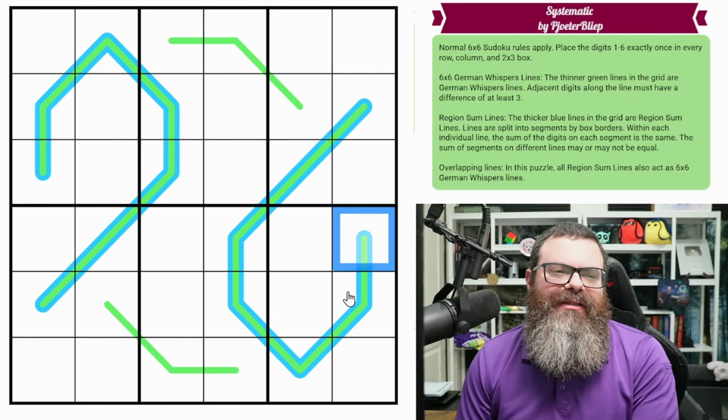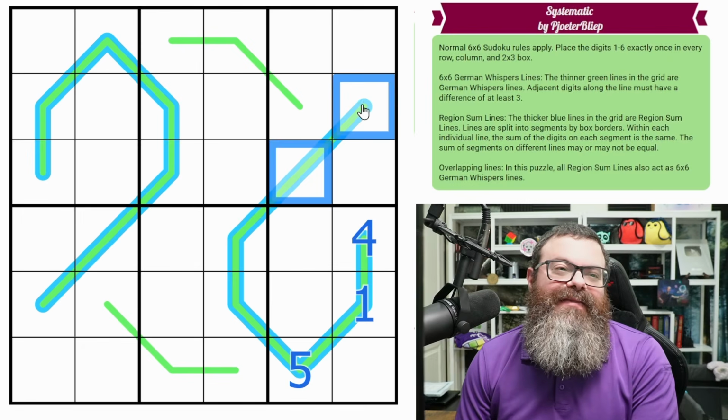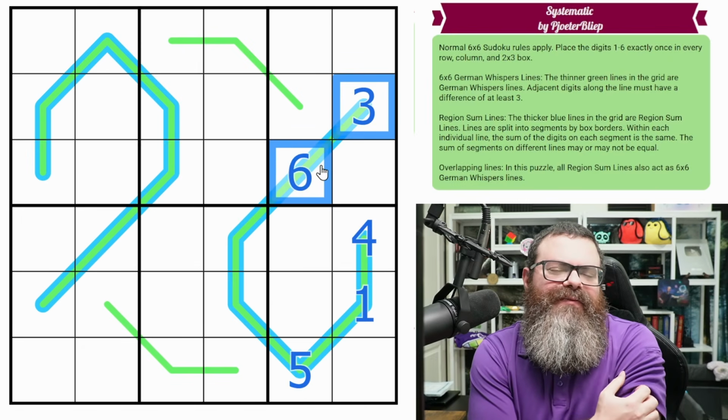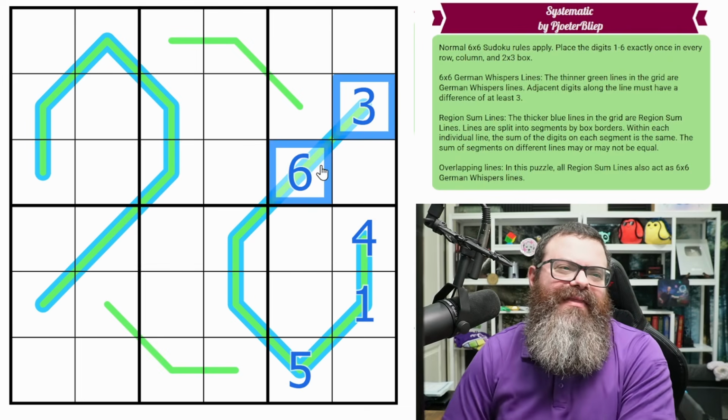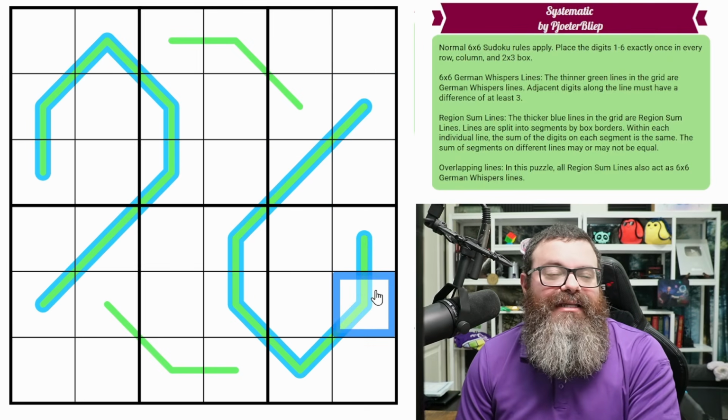If this is low and these are both high, the absolute smallest I could do is 1, 4, 5, which adds to 10. Now the absolute biggest I can make this is 3, 6, because I need a difference of at least 3. That's the biggest I can make it, and that's 9. So what we've already learned is that this has to be high and these are low.